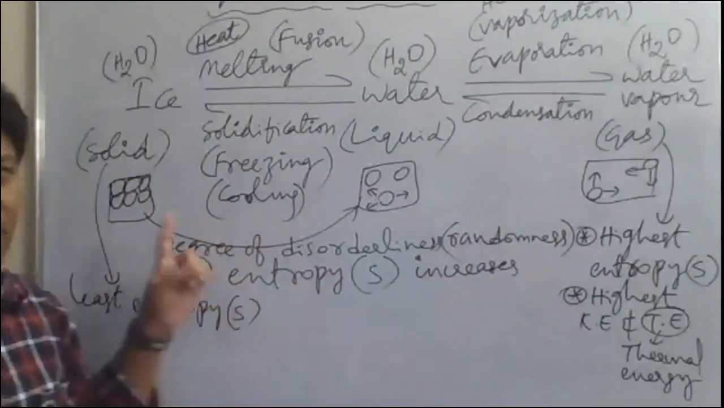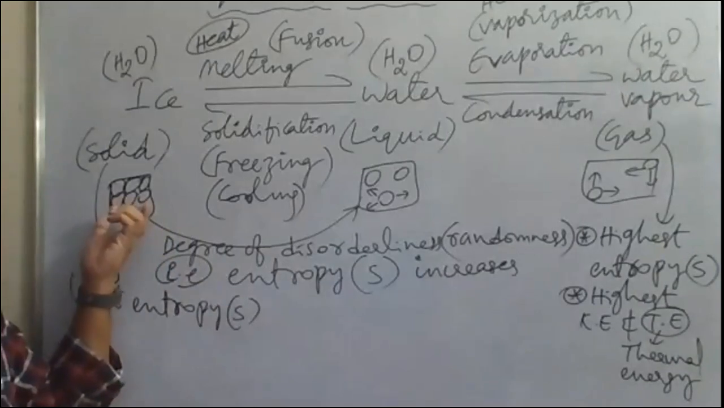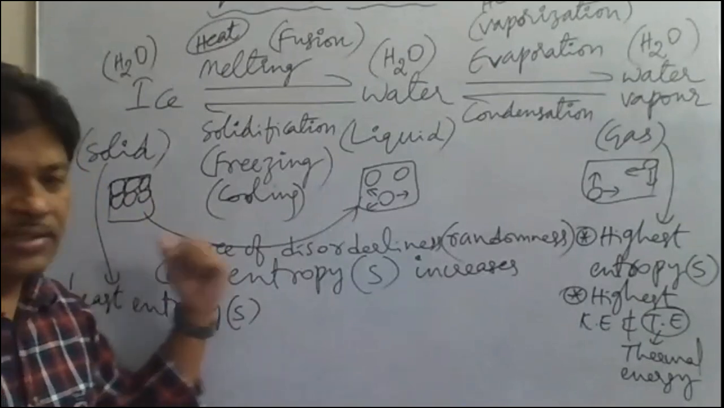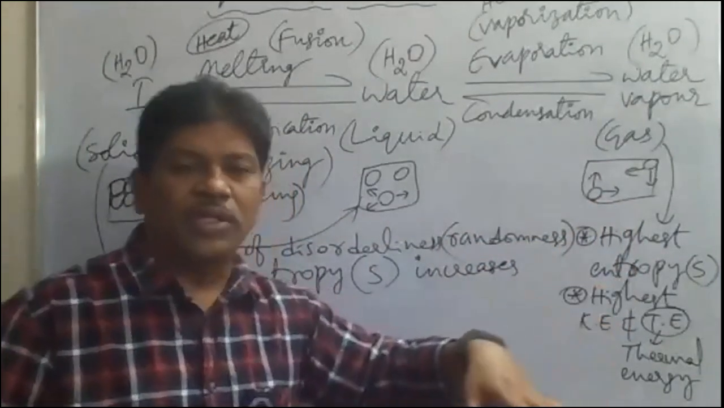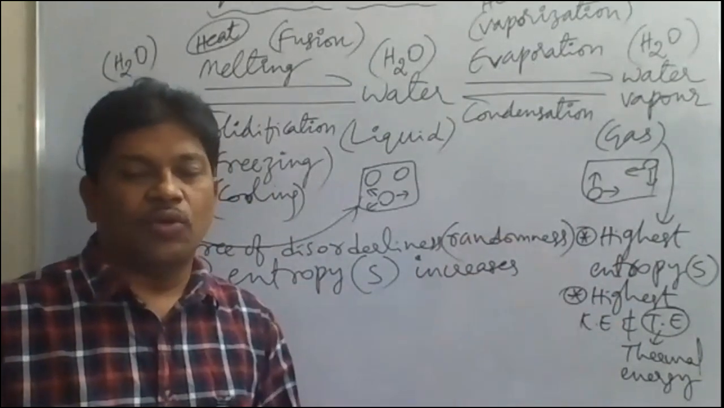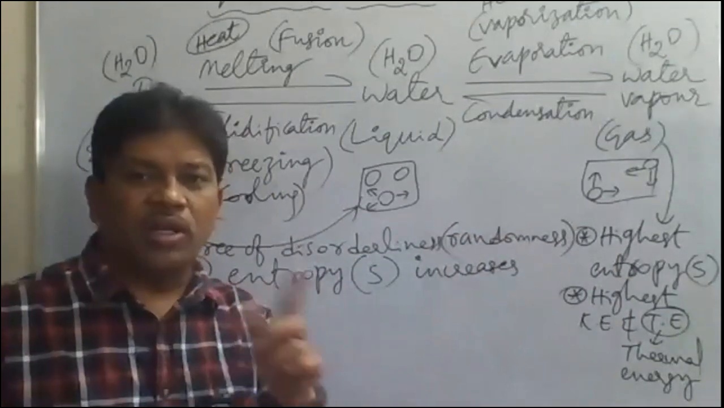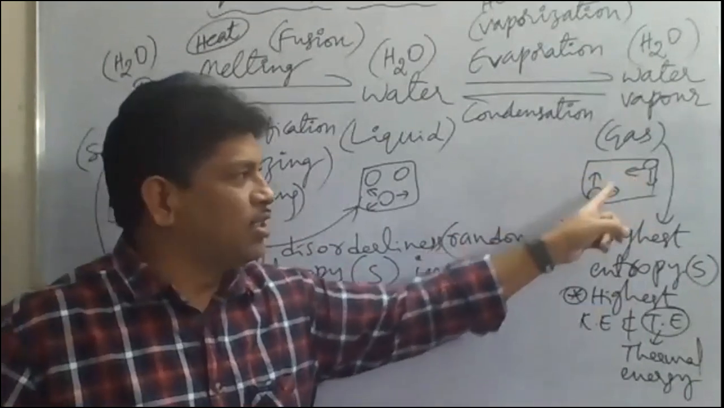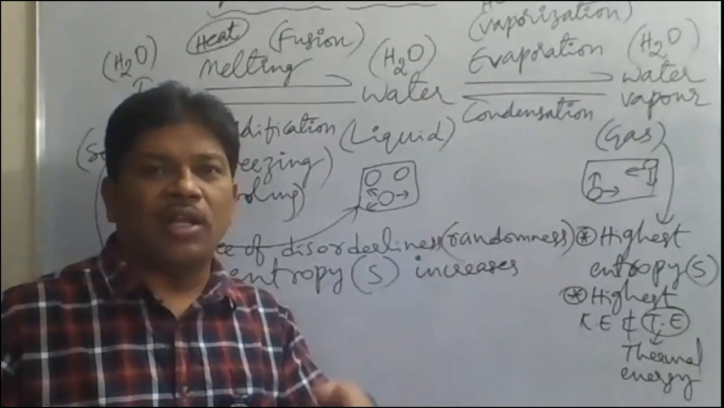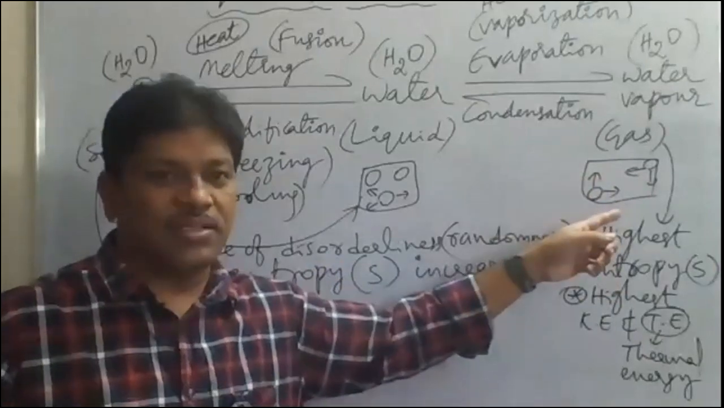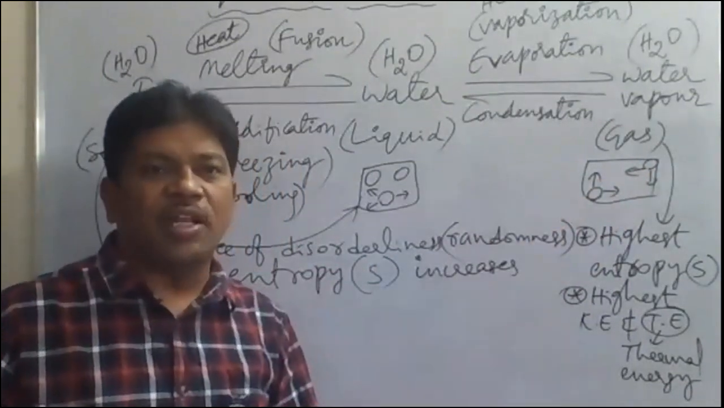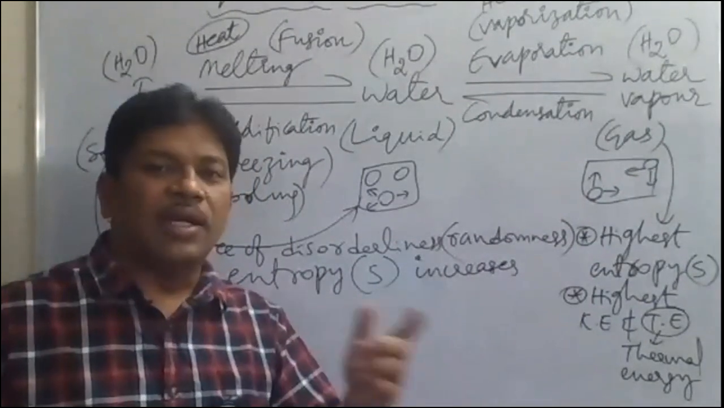And which will have the least compressibility? Solids. They cannot be compressed. All the particles are already closely packed, so even if you apply pressure, they cannot be compressed. So least compressibility for solids, highest compressibility for gases. All the properties of gases, liquids and solids we have already discussed in earlier classes. In which case is the intermolecular distance greater? Gases. And inter-particle attraction is least in gaseous state, as the particles are away from each other.